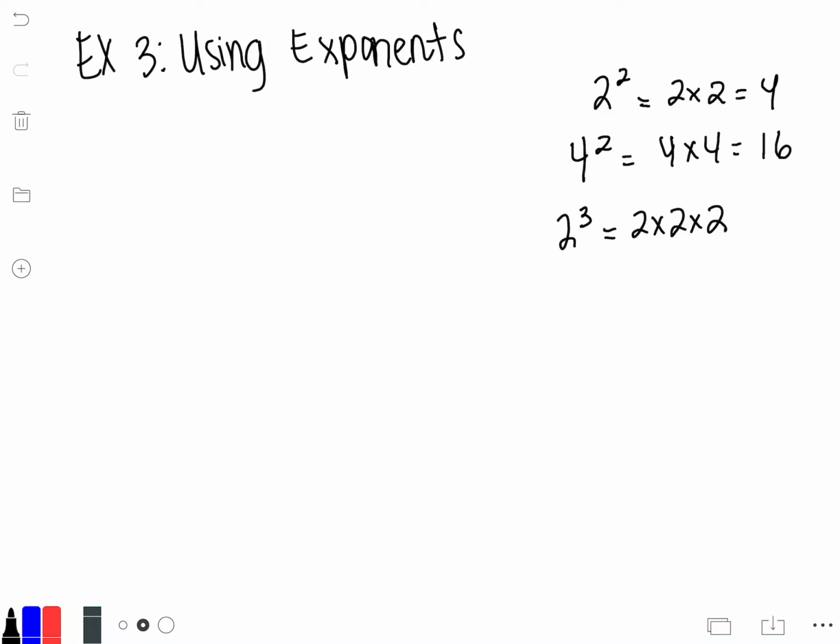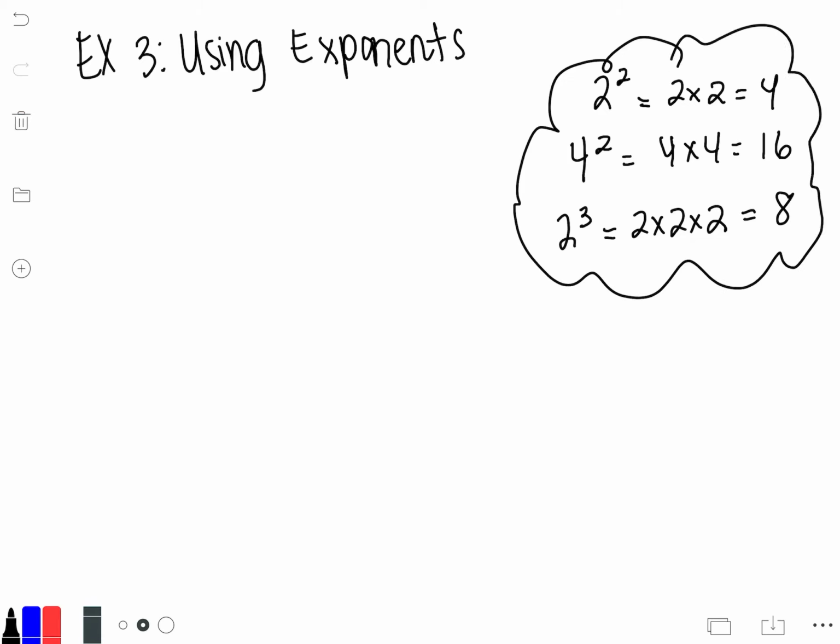2 times 2 is 4, and 4 times 2 is 8, so this would be an 8. So we're going to use this from the past, but now you're going to have some negative numbers in there too. So here's your first example. Let's say you have (-2) squared. Now, you have to be careful because the rules change depending on where the parentheses are. So make sure you copy it exactly as you see it.